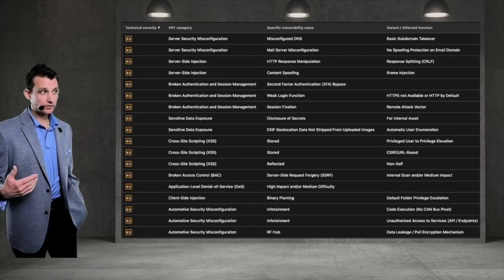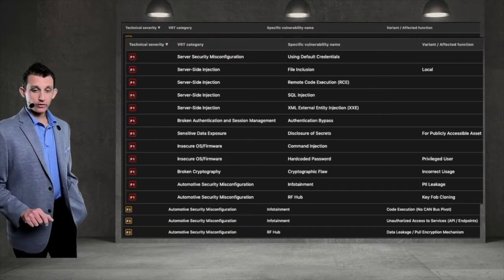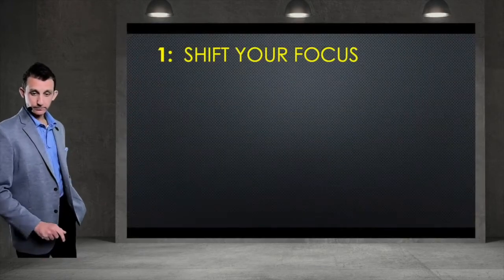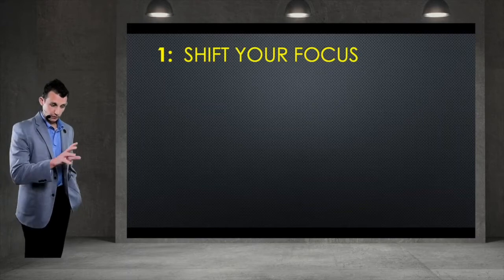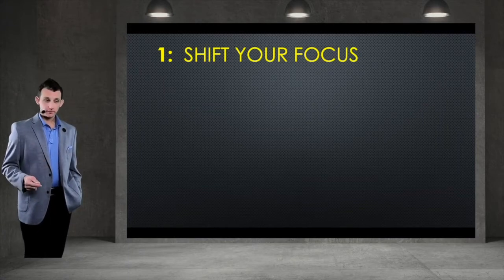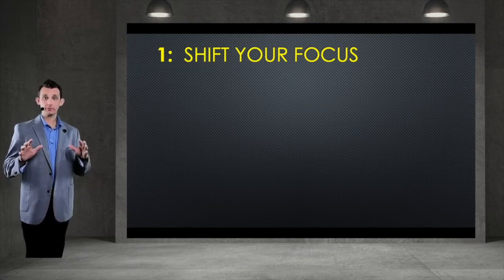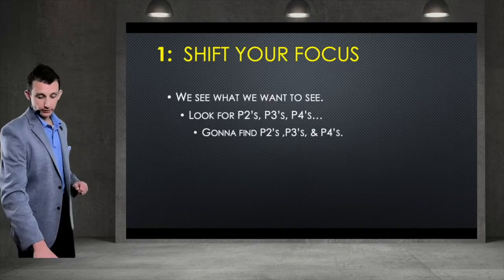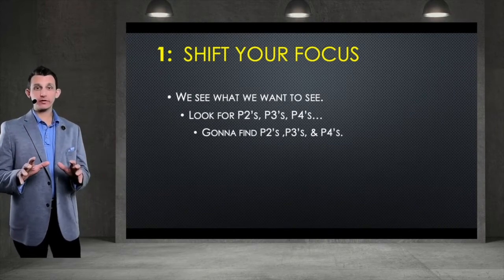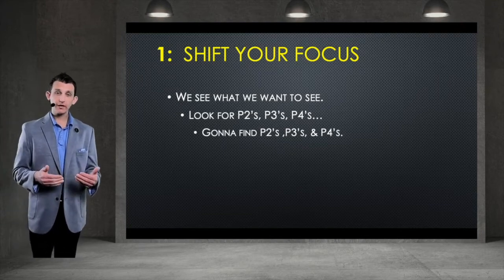So that is informative to us, and it should help us identify our way of thinking, the way that we approach our target. And so the first step in dropping P1s like a pro is to shift your focus. Basically, we see what we want to see. So when we approach a target, we're going to find what we're looking for.